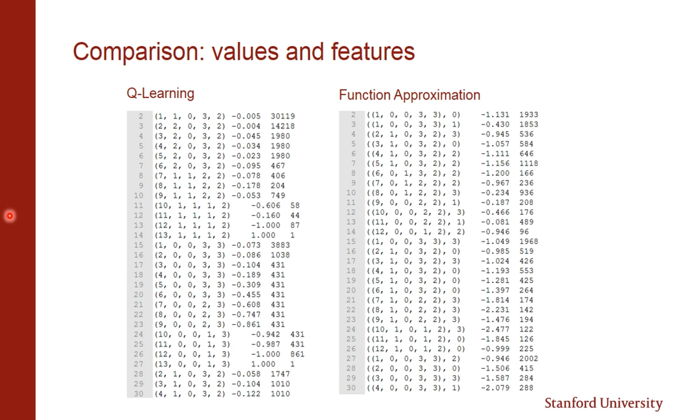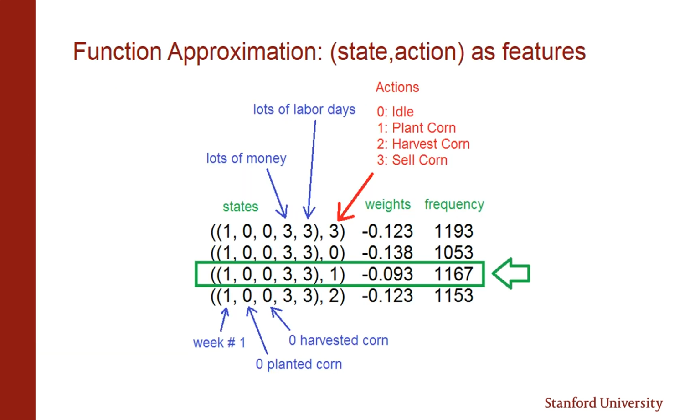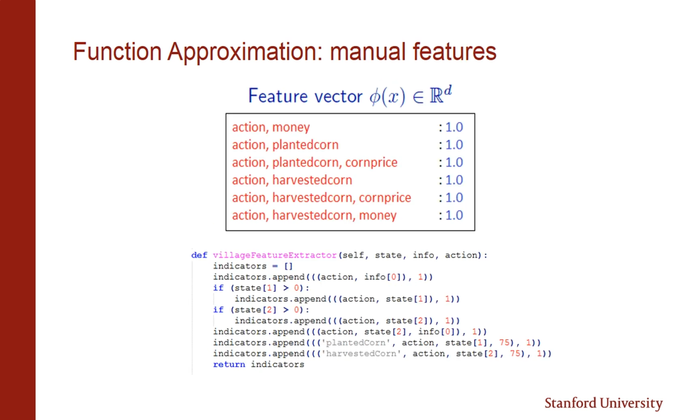If we compare Q-learning with function approximation, we can observe that in Q-learning, the agent learns values for states, and in function approximation, the agent learns values for weights of action and state features. If we take a look at the first week state, we observe that the best value of weight suggests the best action, and it makes sense to plant at the beginning of the game. To conclude, we can obtain better results using manually defined features.